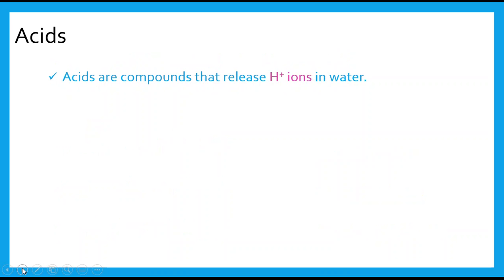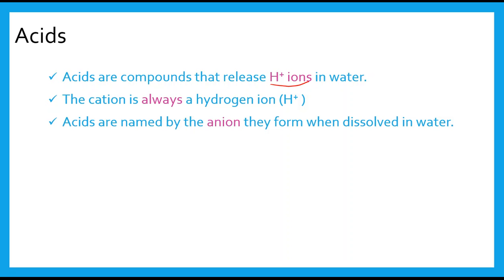Now, acids. This one's the tricky system. This one's different. They are compounds that release hydrogen ions in water, H pluses. And hydrogen ions are always H plus because the hydrogen loses the 1 electron that it has, and therefore it's always H plus. The cation's always H plus, or hydrogen ion. And we look at the anion to name them. Whatever the anion is, that's going to be the system that we look at for naming our acids.